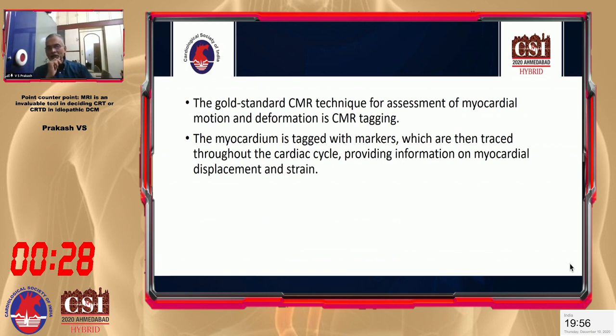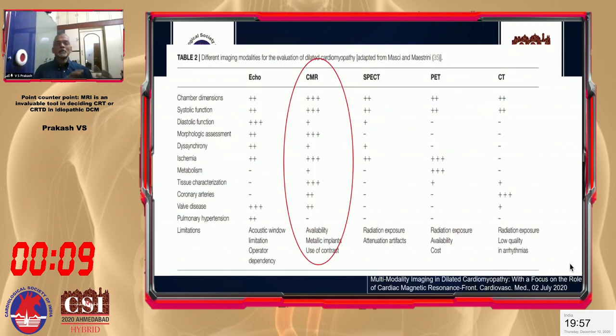So the gold standard CMR technique for assessing myocardial motion and deformation is tagging. Probably this still needs standardization, which I'm sure Dr. Akhil would agree to. We're still not able to clearly improve upon echocardiography in trying to assess dyssynchrony and match the ability of CMR. But CMR seems to be doing much more.